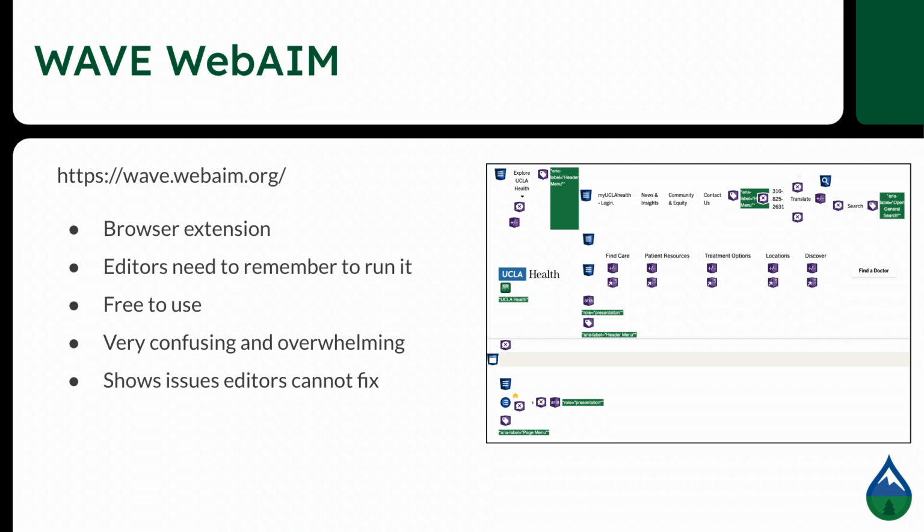There's not a cost. But if you look at this screenshot here, it's very confusing and overwhelming. It's showing me everything, and there are some little filters you can turn off, but it's showing things that are not my things to fix, like in the menu. So I don't even understand this. I wouldn't expect an editor to understand this.